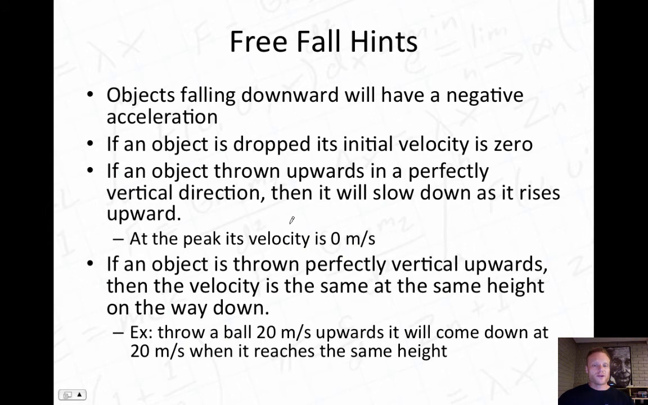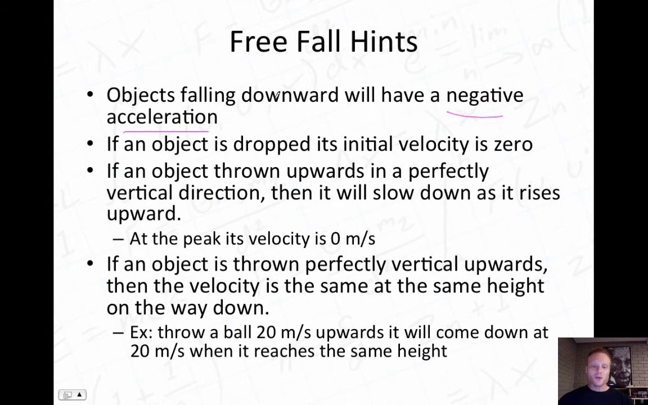For problems dealing with free fall, if you remember the previous lesson, we talked about free fall. Here are some hints that can help you solve some problems. When objects are falling down, they have a negative acceleration. So a is negative. Down is going to be negative. If an object is dropped, so if I drop a bottle off the top of the roof, its initial velocity is 0. That's a big hint. If they say I'm going to drop an object off the Empire State Building, the initial velocity is 0. They won't straight out tell you v sub i is 0.